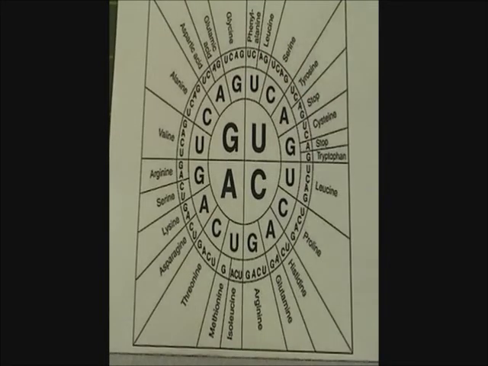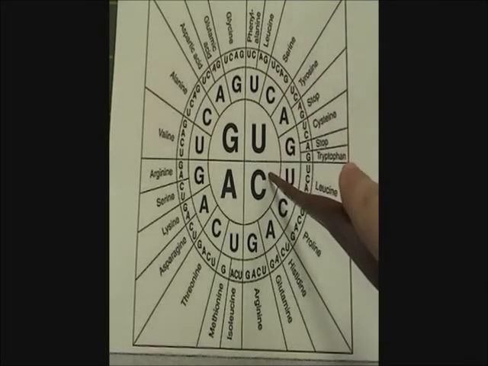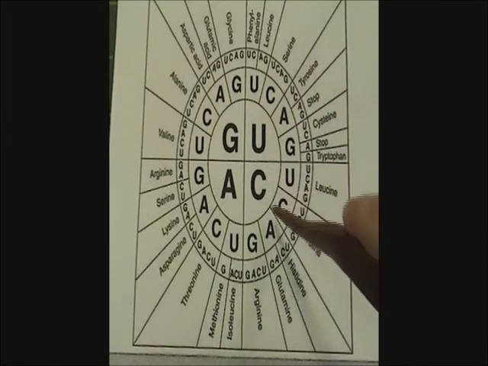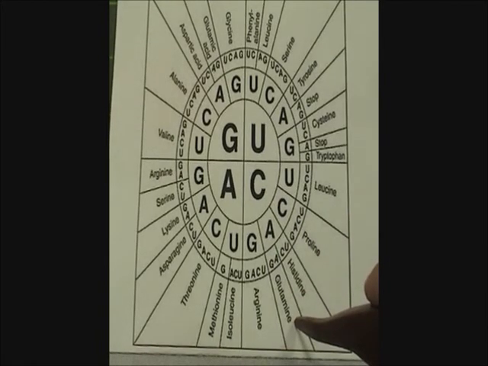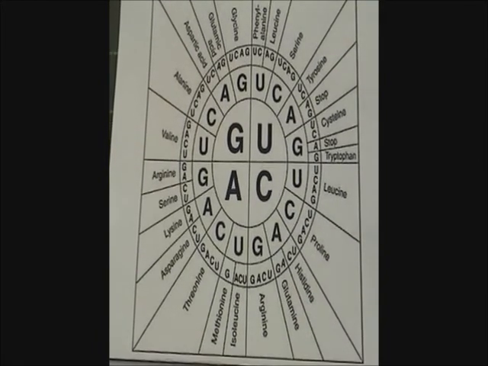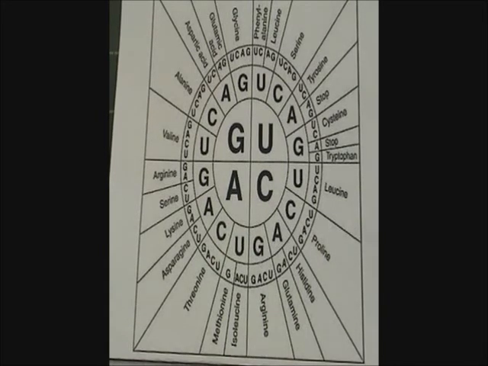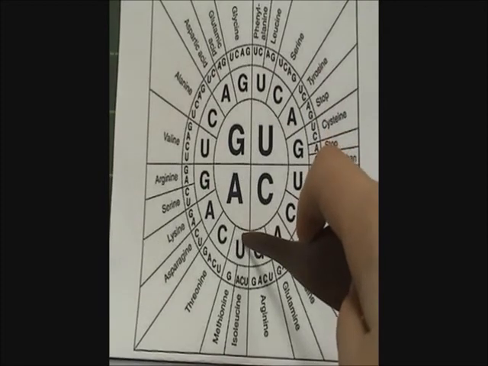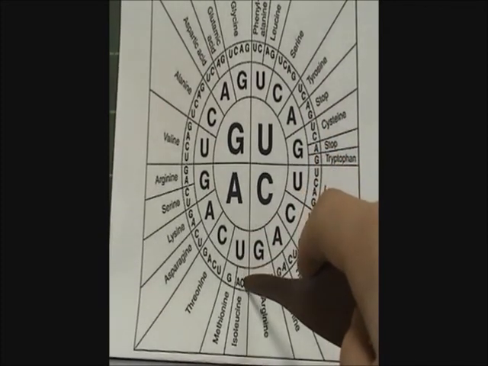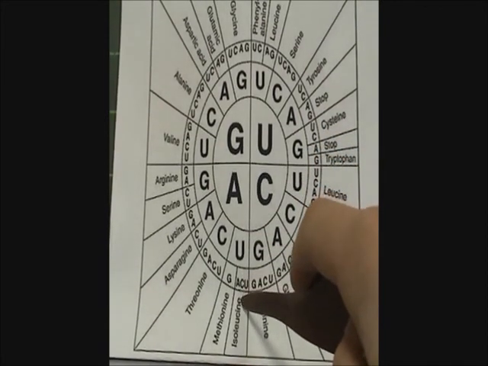For our third codon, it's CAA. On the chart you start at C, then you go to A, and you finish at a second A. This means that this amino acid is glutamine. Our last codon is AUU. On the chart you start at A, you move to U, and you finish at the last U. This amino acid is known as isoleucine.